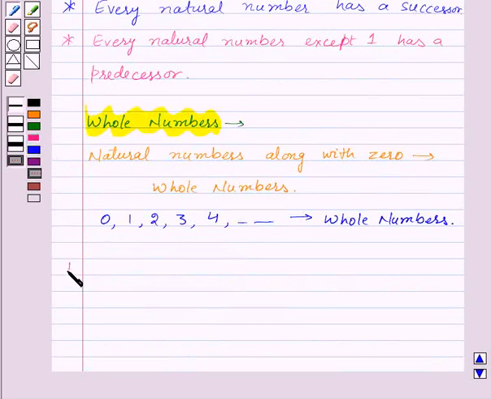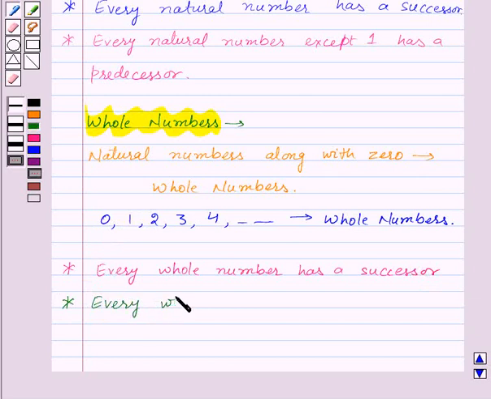Now again we can say that every whole number has a successor, and now the predecessor of 1 will be 0. So every whole number except 0 has a predecessor.